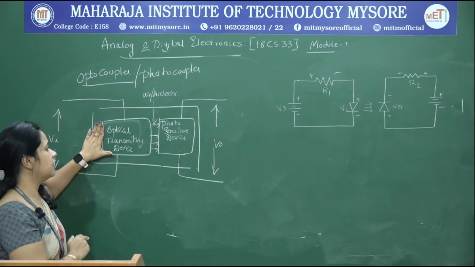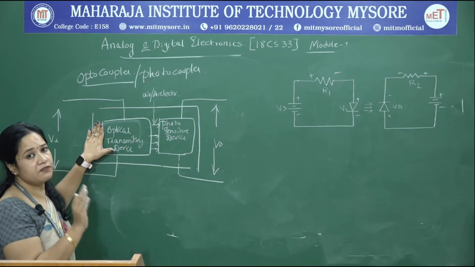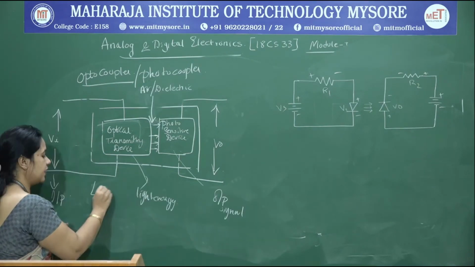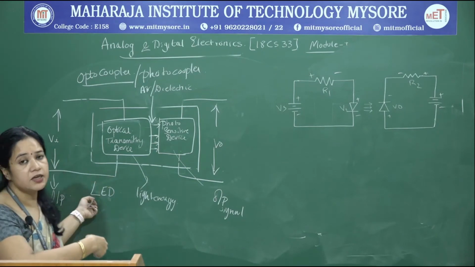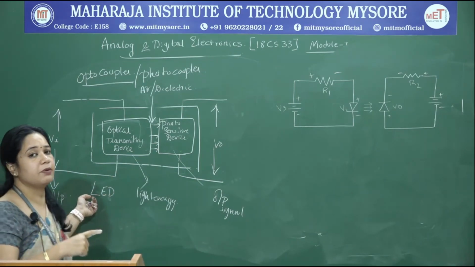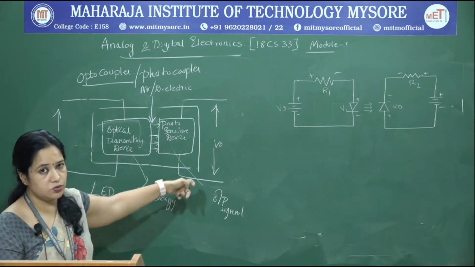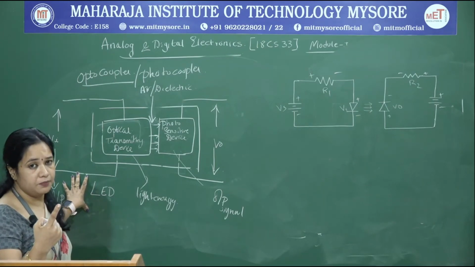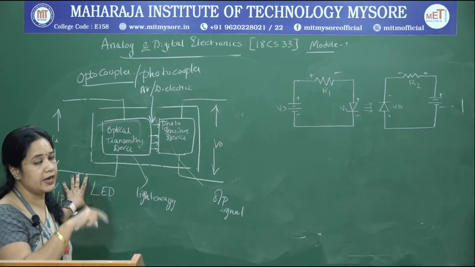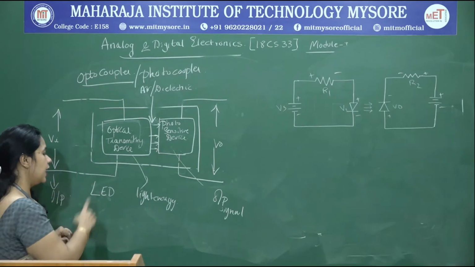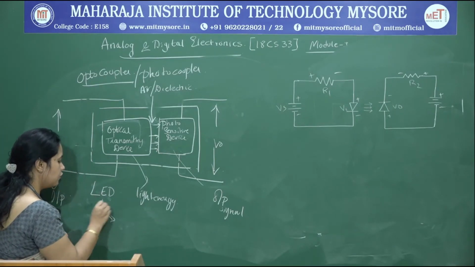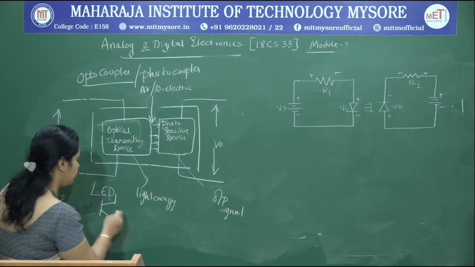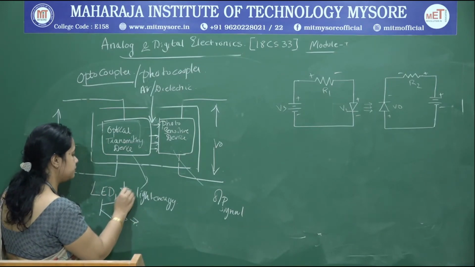And what is this transmitting device? The transmitting device could be any optoelectronic device such as a light emitting diode, which we have just seen. A light emitting diode is a diode which is capable of converting electrical energy into light energy, producing light proportional to the electrical energy given to it. And apart from this, you have a phototransistor, which emits light whenever it is forward biased.